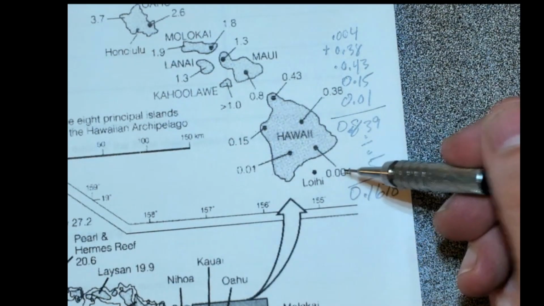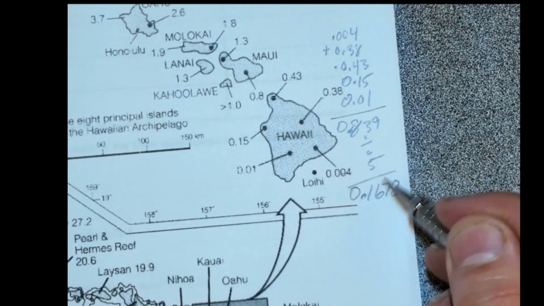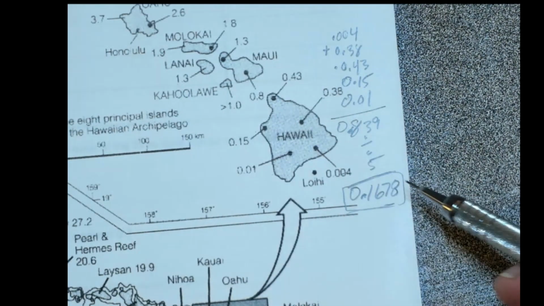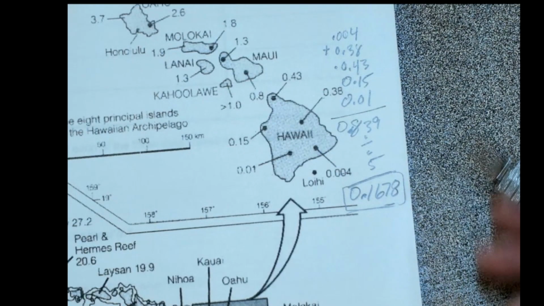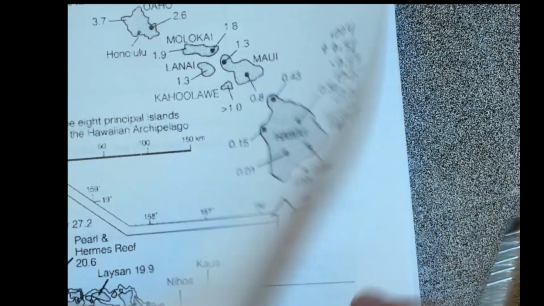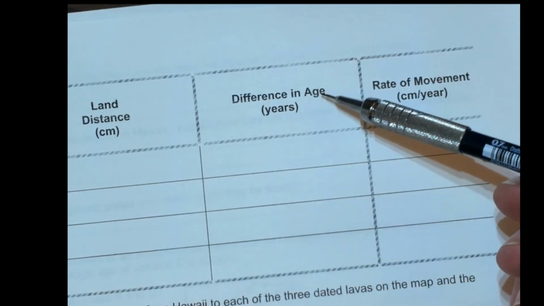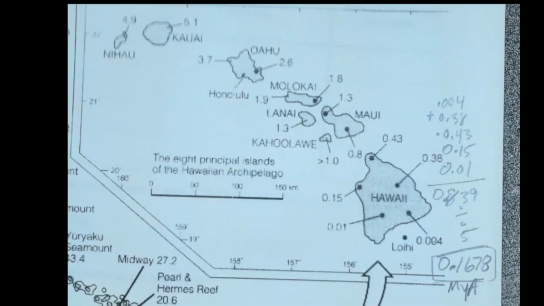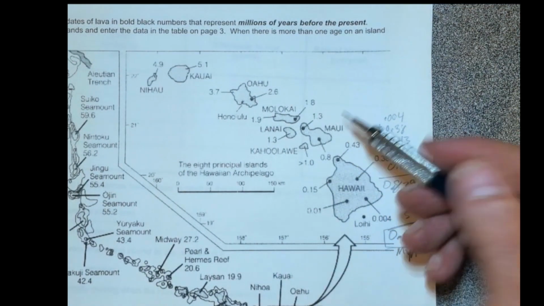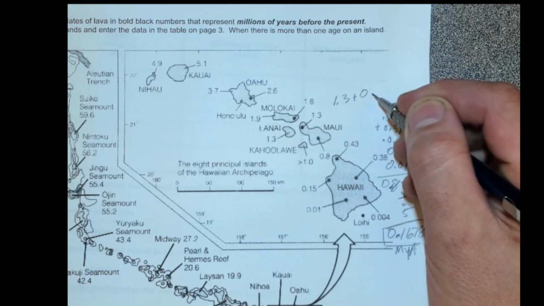0.1678. Now, what is that number? Each one of these is the age of the rocks found at that location. So the average of the rocks' ages on the Big Island of Hawaii is 0.1678 million years old. Million years ago. All right, so on this chart, we're looking actually for the difference in age. Now, in order to calculate the difference in age, what we're going to need to do is find out the average age for Maui. Now, thankfully, Maui is a little bit easier. Here, in this case, we're looking at 1.3 plus 0.8.